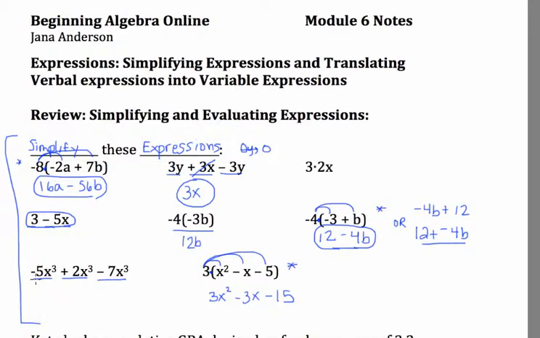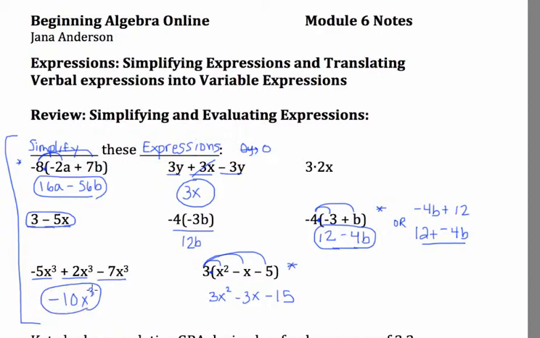Think money. Lose $5, win 2 back. So now you're 3 in the hole. 3 in the hole, and now you lose 7. So 3 in the hole and 7 in the hole makes you now 10 in the hole. Negative 10 x cubed.